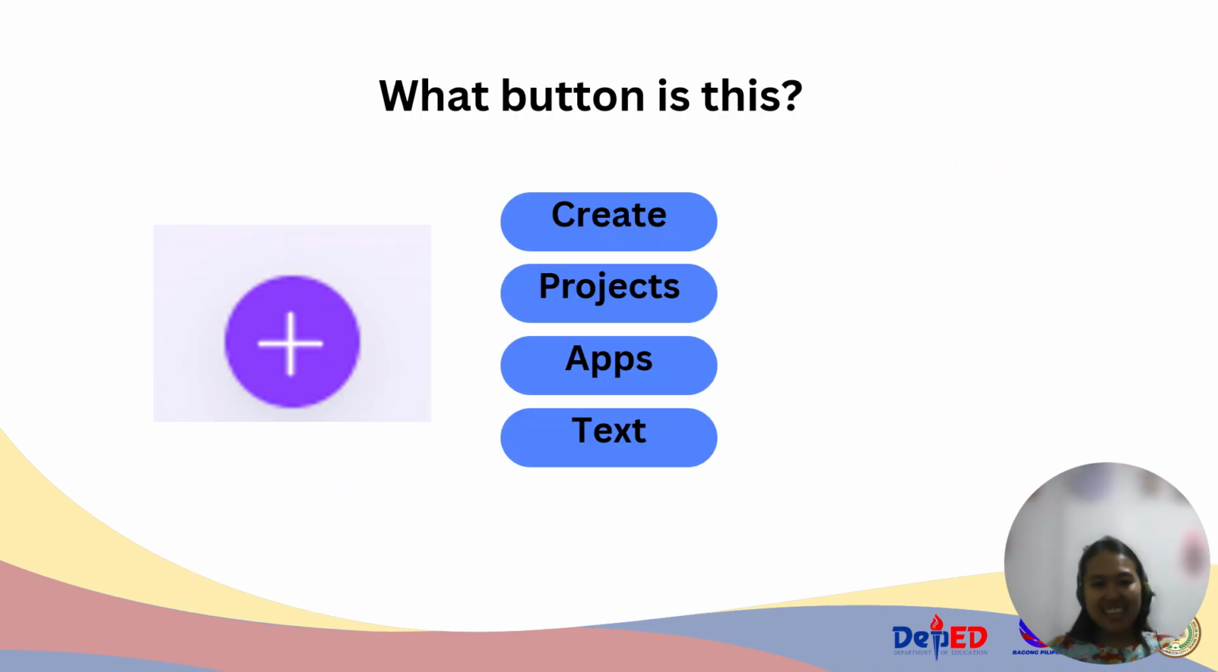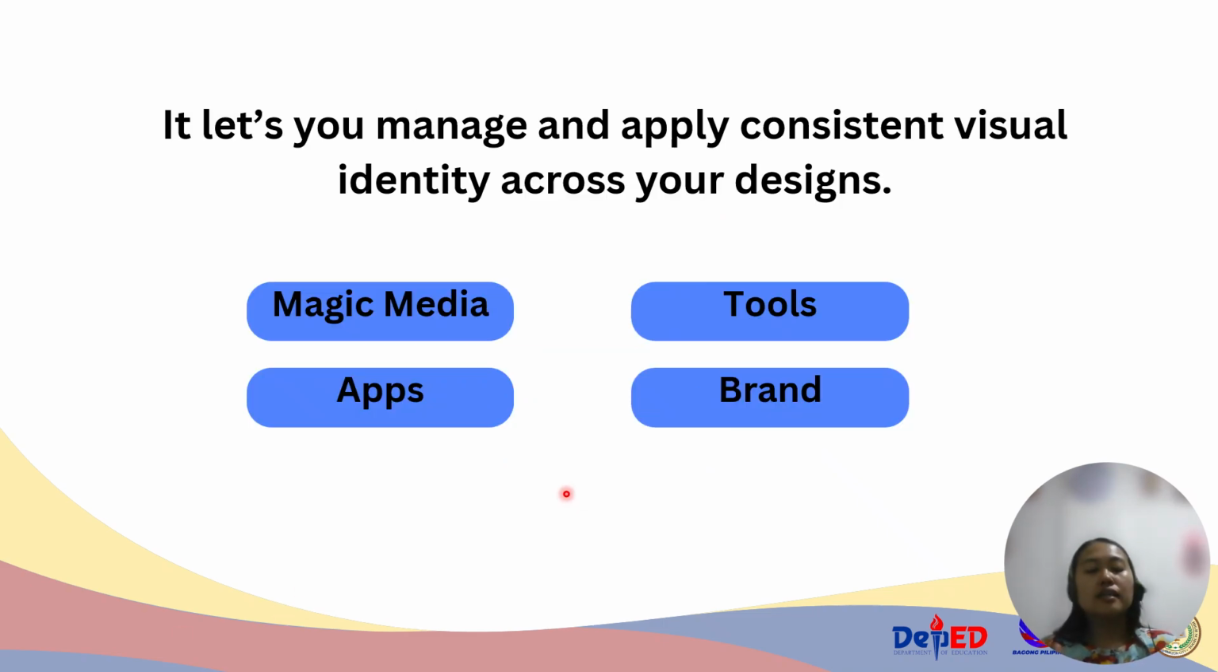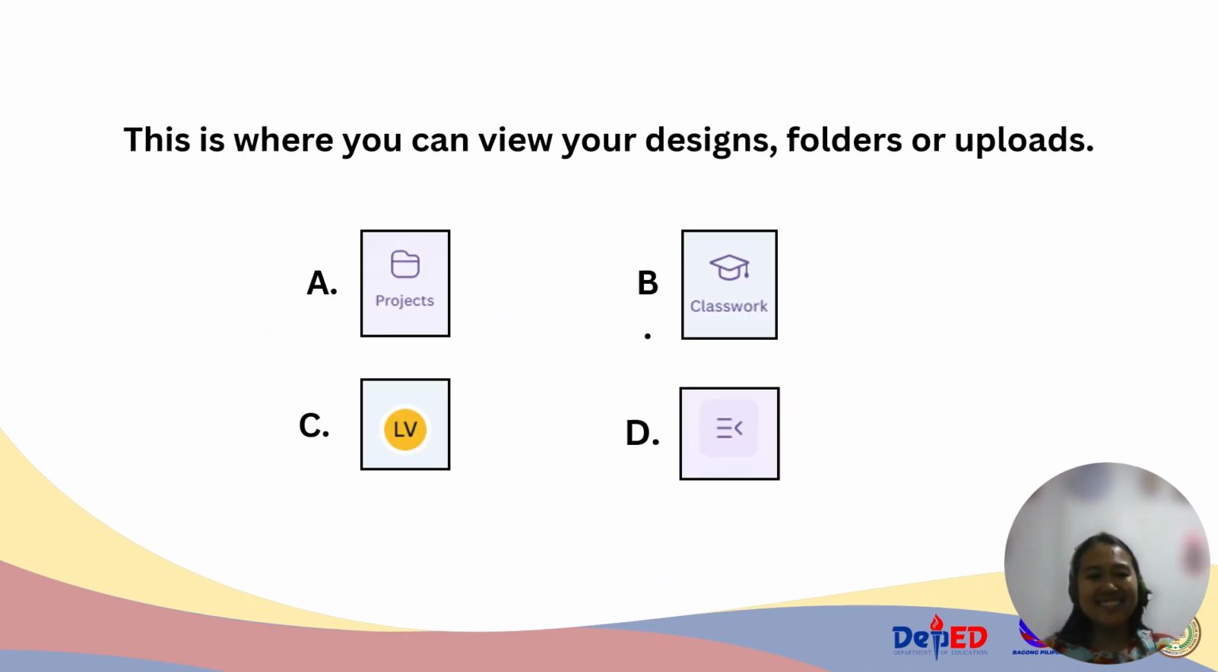Okay, now let's check in. What button is this? Think. One, two, three. If your answer is for 8, you are correct. Next, let's manage and apply consistent visual identity across your designs. One, two, three. The answer is brand. If you are correct, congratulations.